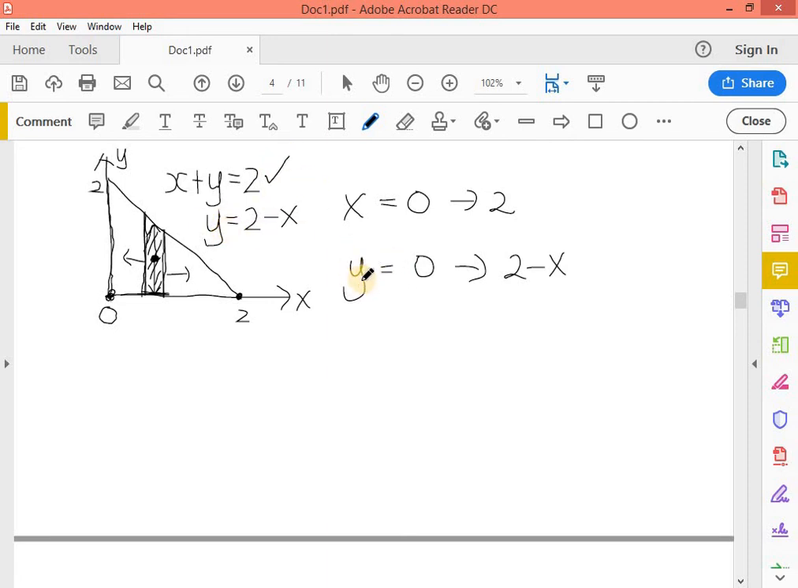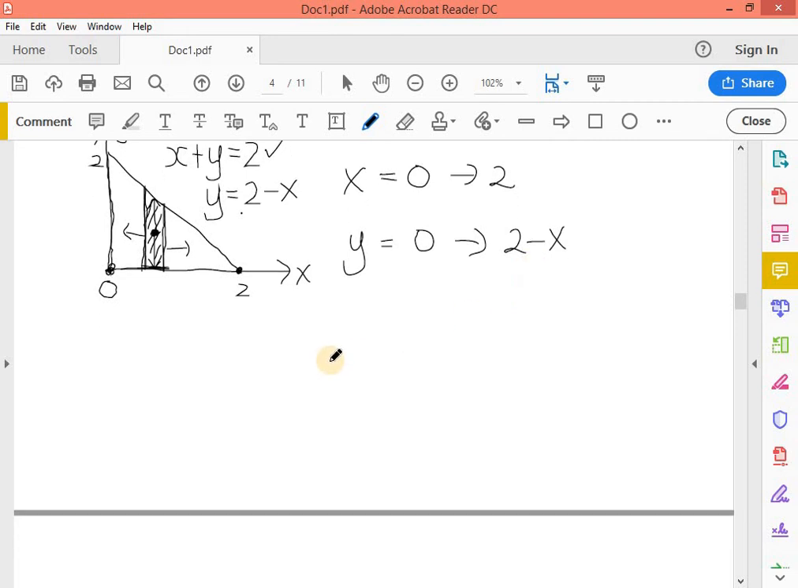Okay, since here I want y, I have to keep my y on the left hand side, and the x I move to the right hand side. That's why when I look up, I can see the equation of the line is 2 minus x. No problem? Okay, now we are going to construct our double integrals formula. Remember what is inside?